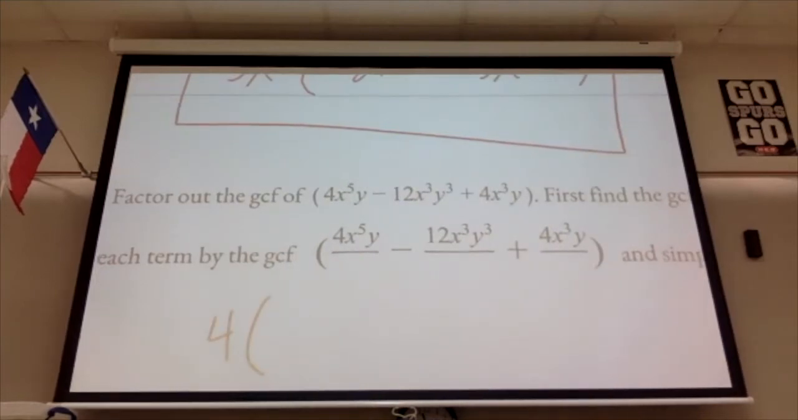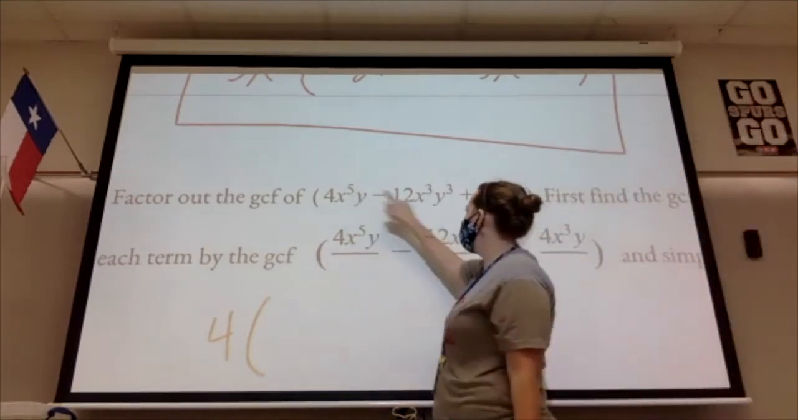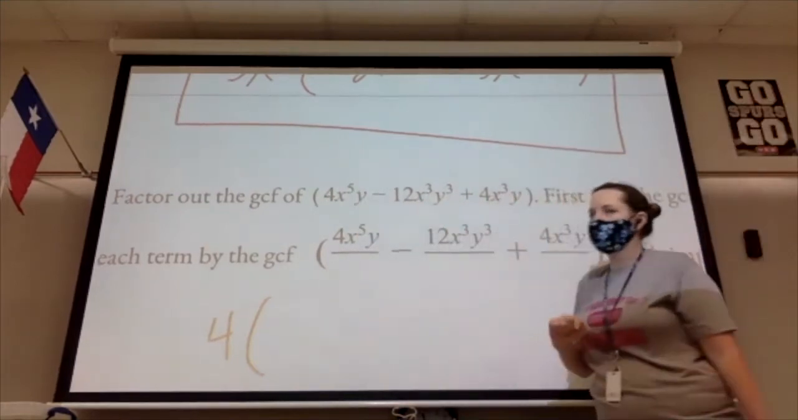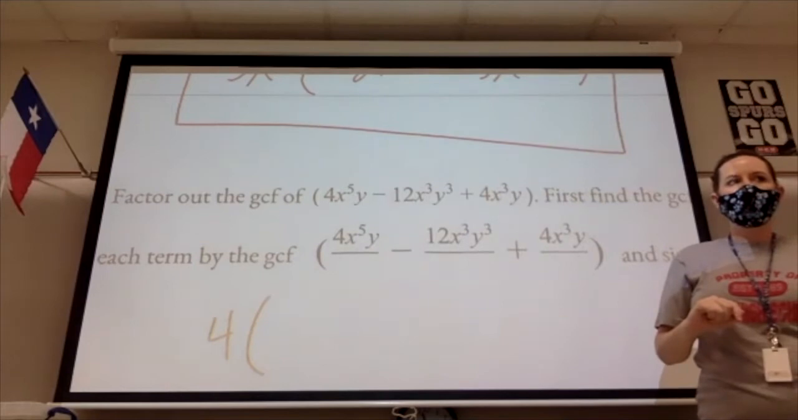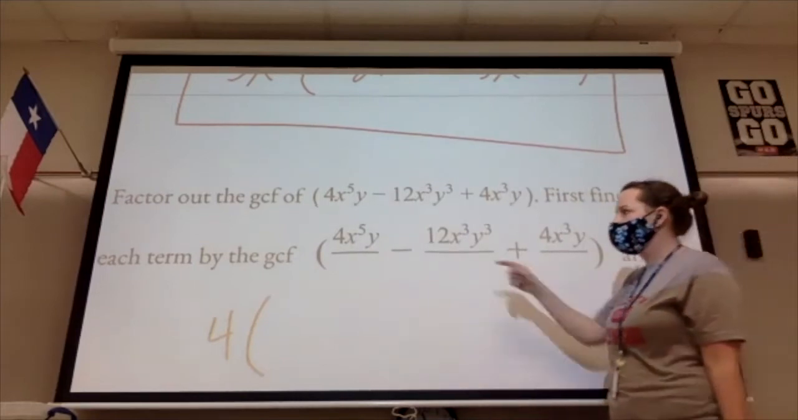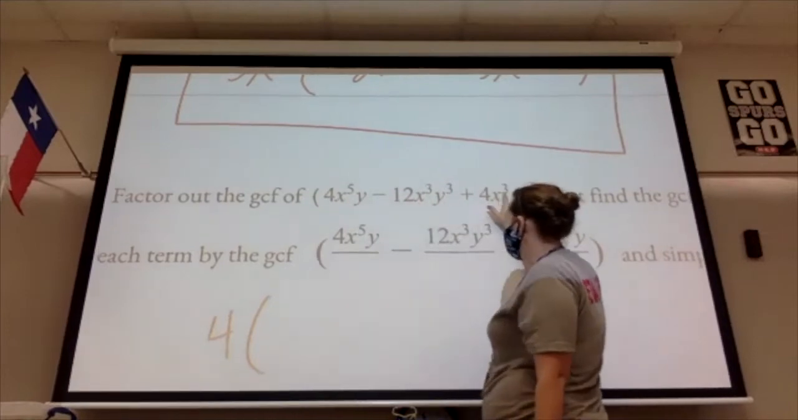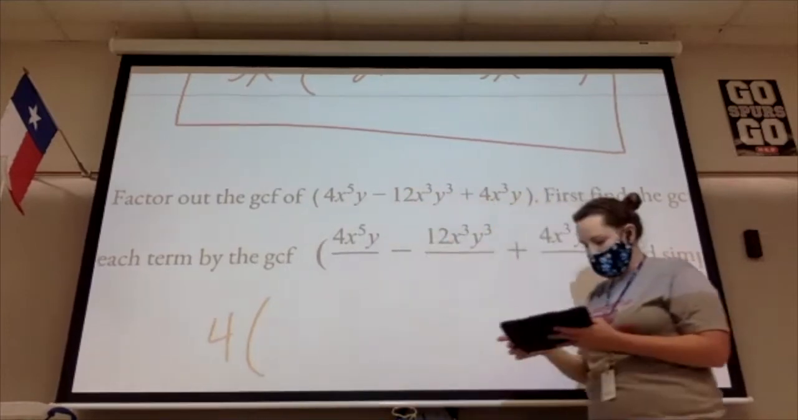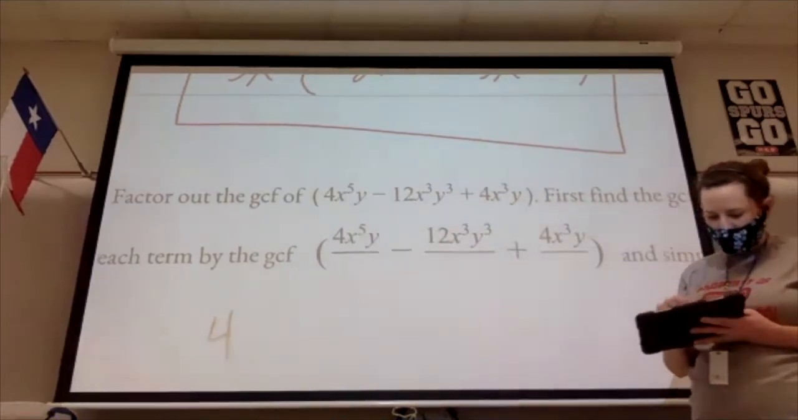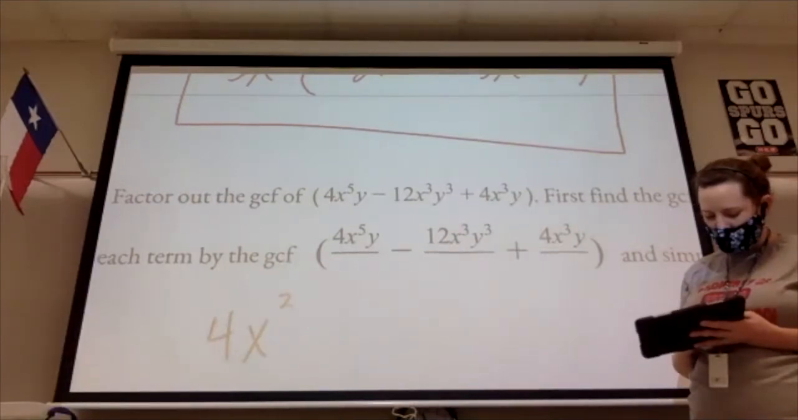Looking at my x terms, so I have x to the 5th, x to the 3rd, x to the 3rd. X to the 3rd, perfect, because y'all told me a while ago I'm looking for the lowest exponent. So since they all have an x term, I can pull out x to the 3rd from each one. So I have x to the 3rd.